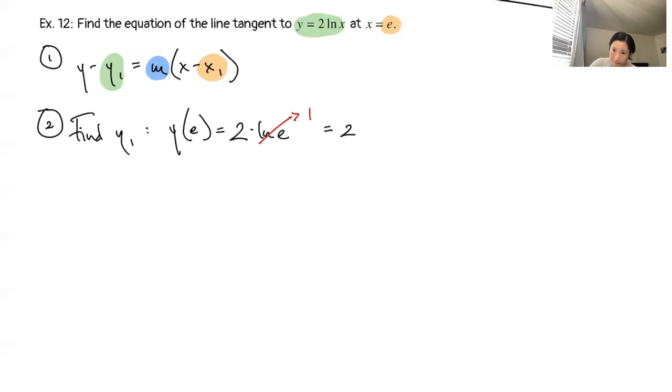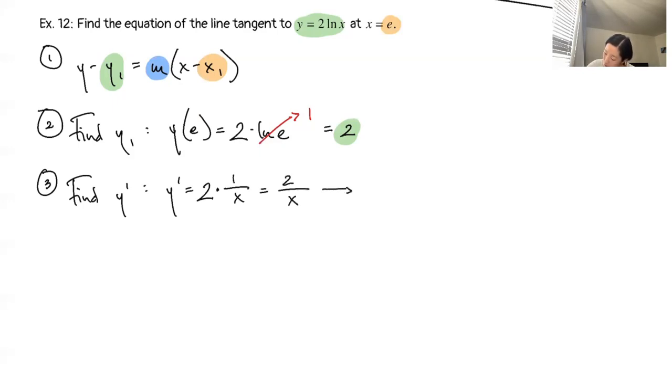All right. Step 3, find y prime. y prime is going to be 2 times the natural log of x has a derivative of 1 over x, which means that's 2 over x. And I'm going to find y prime of e to be my slope, which will be 2 over e. So slope is 2 divided by e. That is the same thing as the derivative at e. So slope is the same as 2 over e, which is the same as that first derivative, and then we plug in e. We've got all the pieces we need.